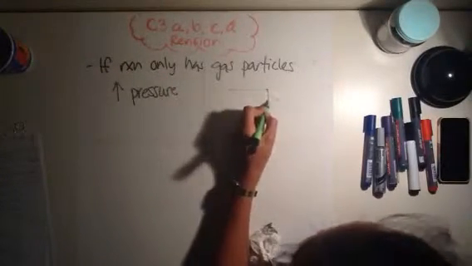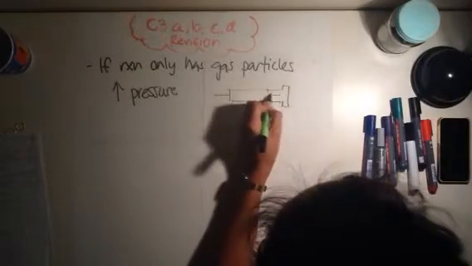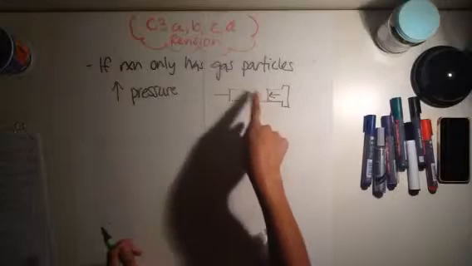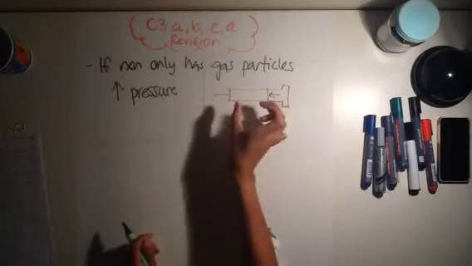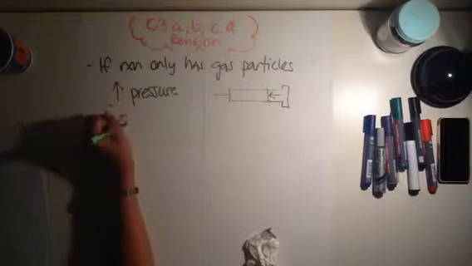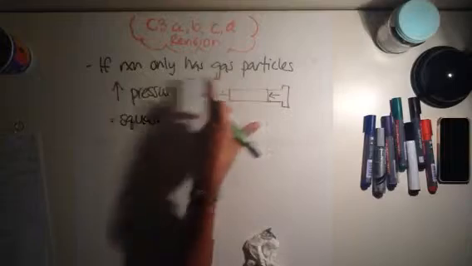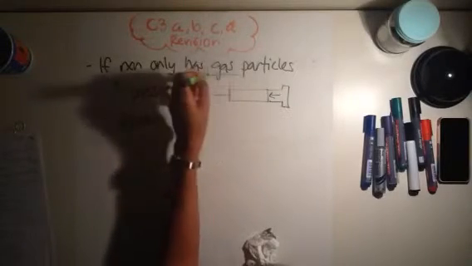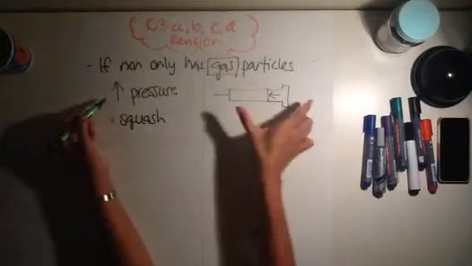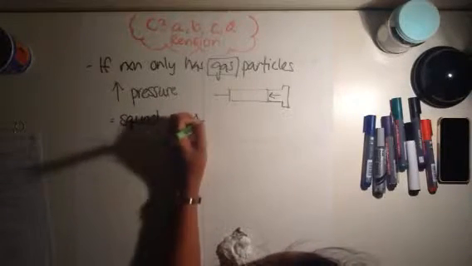So say, for example, this syringe, and you're trying to push the end of the syringe that way, and obviously it's just going to be air and gas in there. If you push it, meaning you increase the pressure, what you're doing is you are squashing the particles closer together. So if the reaction only has gas particles and you increase the pressure, you squash the particles closer together.